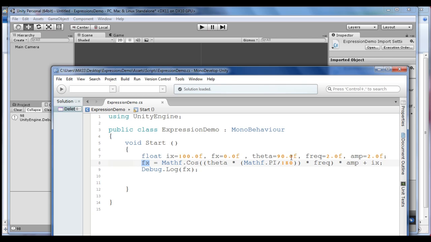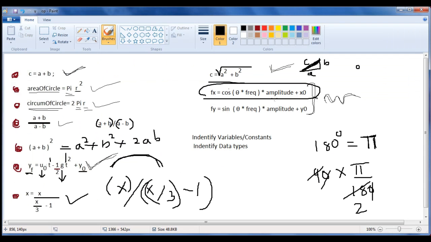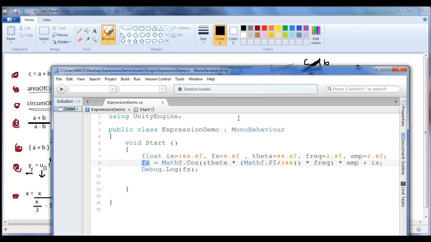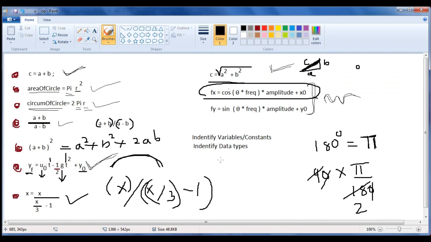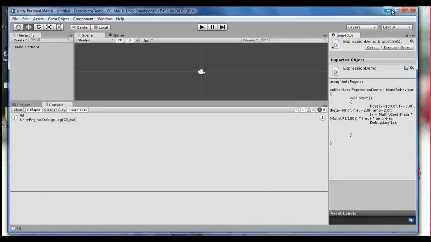This is how you are going to convert mathematical expressions to code. I want you to go through some more mathematical expressions and get used to converting from formulas to code, because this is most important when we are working with games, as we will be working with different types of expressions. So that is all about the steps you need to carry out while converting normal formulas to code. Thank you very much guys, see you in the next tutorial.